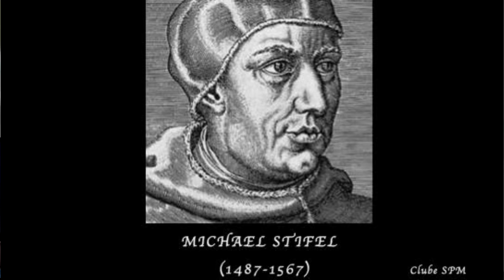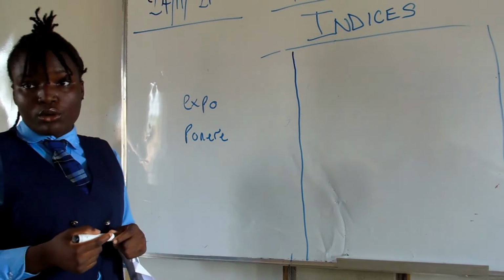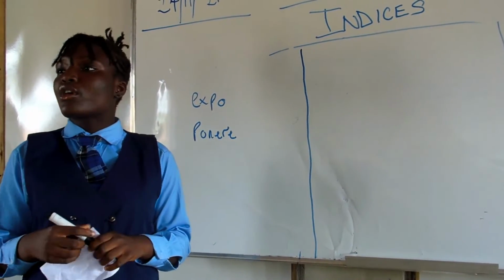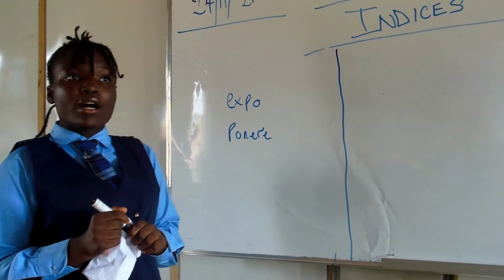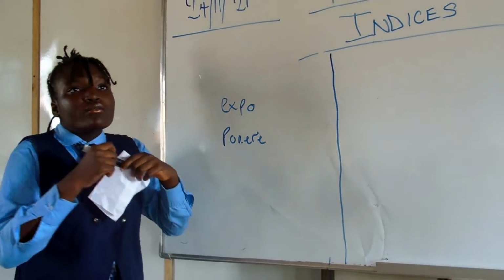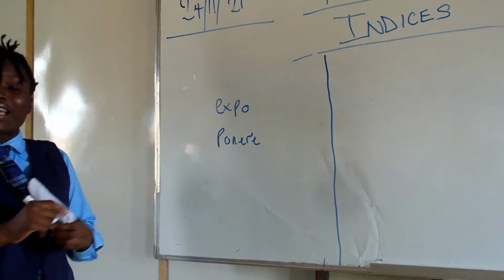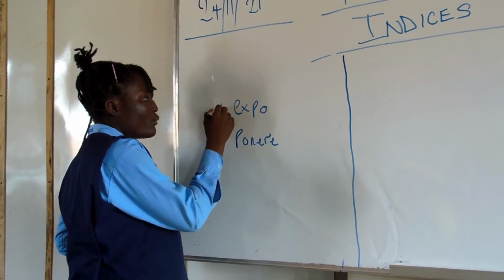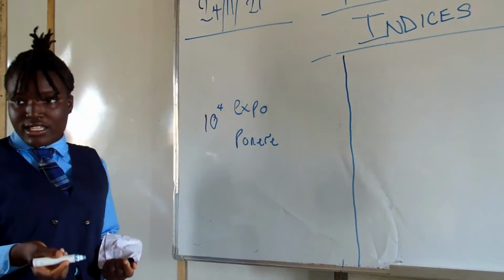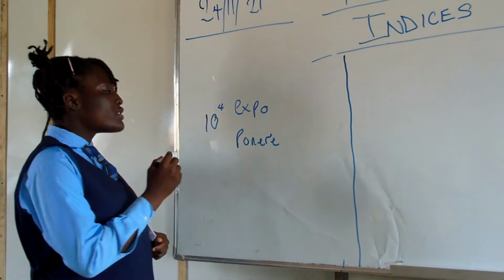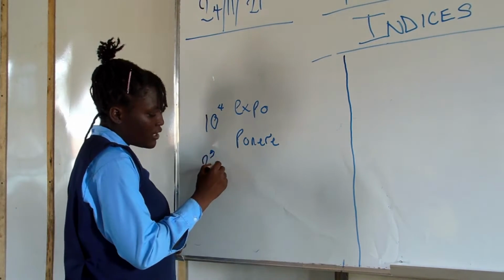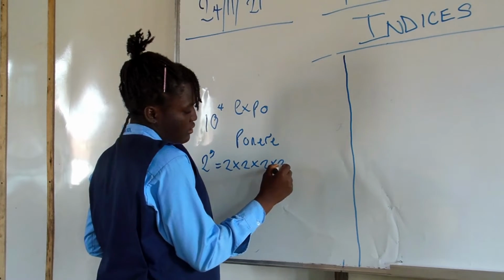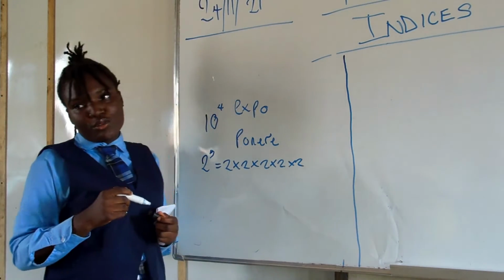Indices can simply be defined as expressing large numbers, because during those times in Babylon, it was difficult to express large numbers. For example, if you want to say 10,000, instead of writing the 10,000, you can write 10 raised to the power of 4, which simply means 10 times 10 times 10 times 10. So now if we say 2 raised to the power of 5, it simply means 2 times 2 times 2 times 2 times 2.